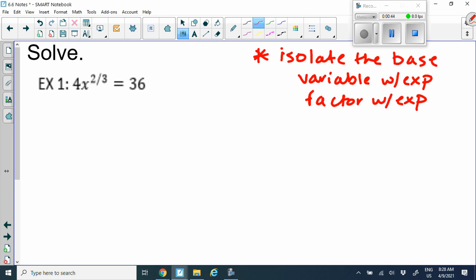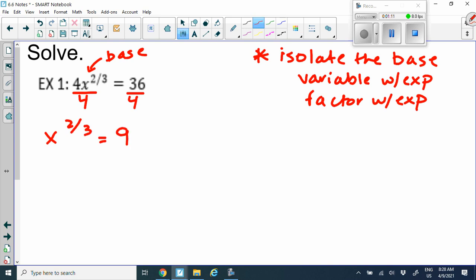So here, if we look, we have 4x to the 2/3 equals 36. Notice that we have a variable with an exponent. That is our base. So we need to make sure it is isolated, so anything before it, anything after it, we need to get rid of. Notice that we do have a 4 in front of it, and it's being multiplied, so the opposite would be dividing. So now I have x to the 2/3 equals 9, okay?